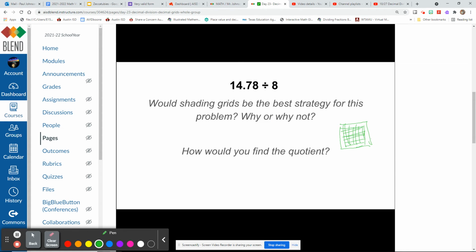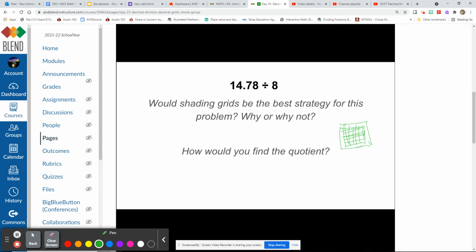So first off, can you draw a really, really good hundredths grid with 100 equal squares? If you said yes, now can you draw 15 of them quickly? If you said yes, you are a robot. Haha, I caught you, robot. Okay, so it's really hard, right?